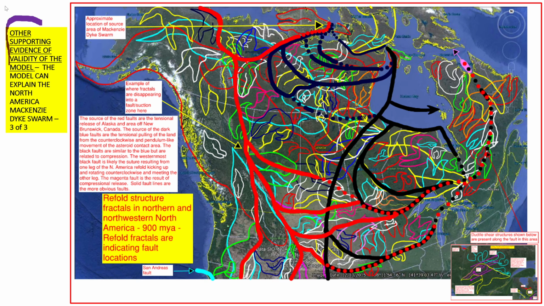Okay, other supporting evidence of validity of the model. The model can explain the North America Mackenzie dike swarm, slide 3 of 3. Okay, so that igneous source plug is over here. It's on the border of a subdivision of the North America refold. And what's on borders? Faults. You see an intersection of a bunch of faults in that area that all feed into that source area. And everything is going in like a propagation around the asteroid impact area. At least it's related to that direction, moving around the asteroid impact.